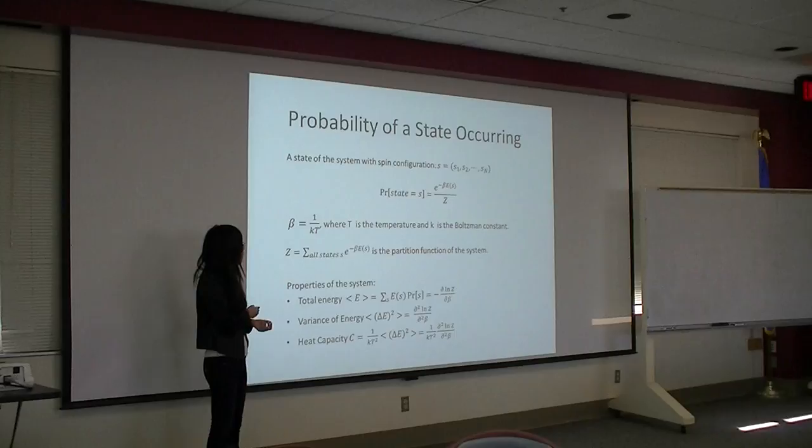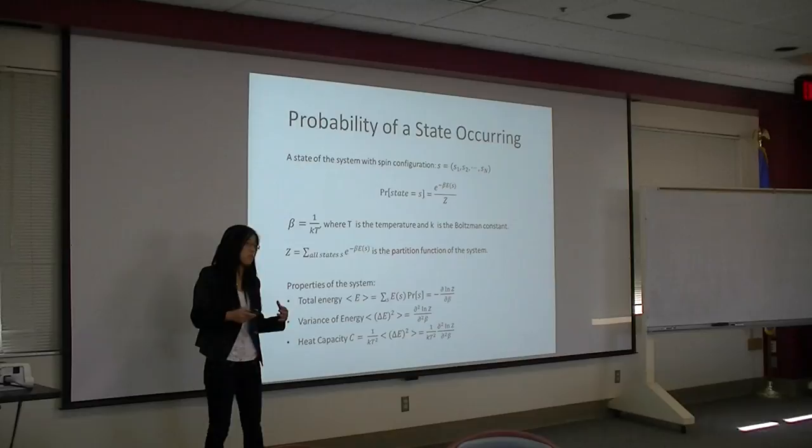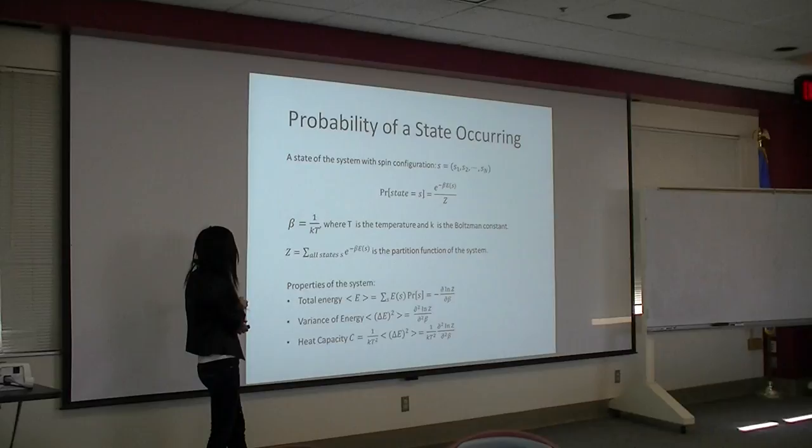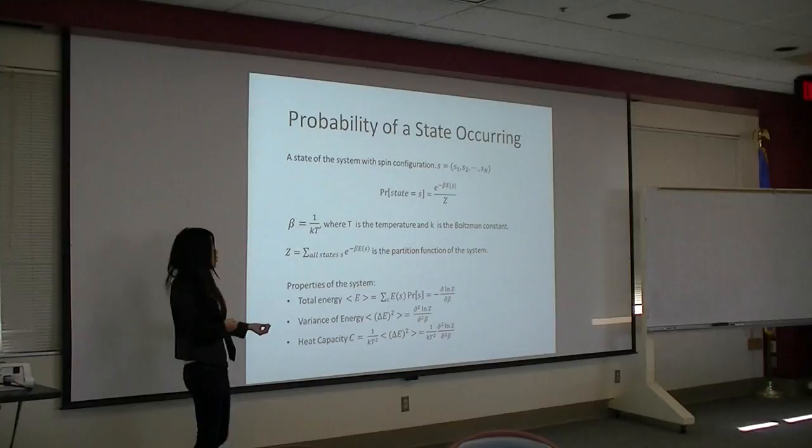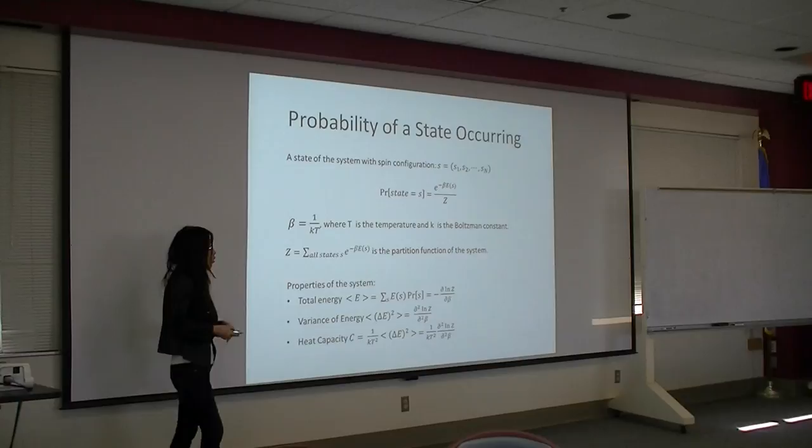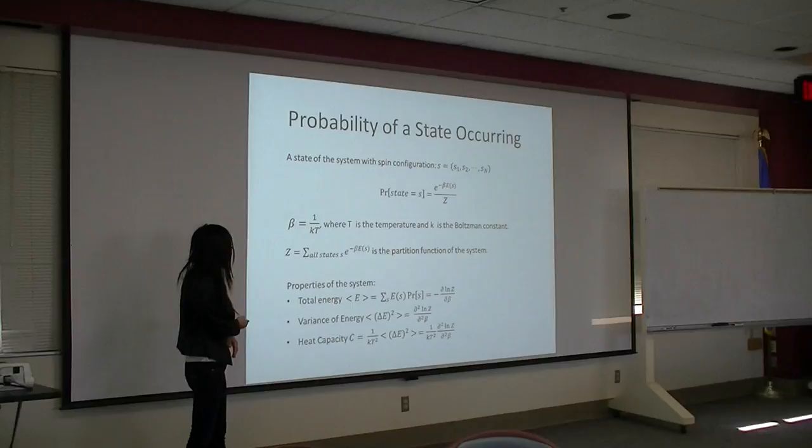And we know that the partition function is fundamental to studying the properties of the system. So once we have calculated the partition function, we can get the properties of the system, such as the average total energy of the system, the variance of energy, the heat capacity, the free energy, or other properties. All of these properties can be calculated based on the partition function.